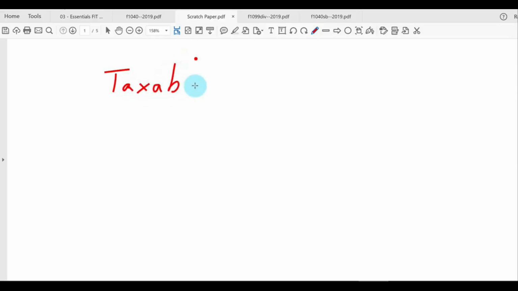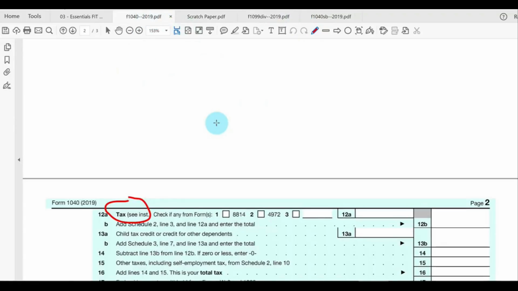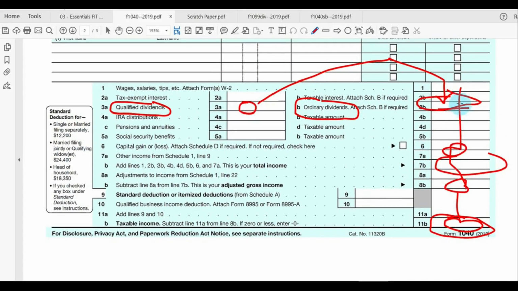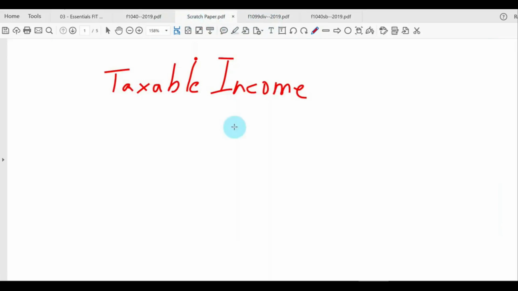Again, that's the number at the bottom of the front page. Let's do that just to remind ourselves again. So here's the 1040 form. So here's taxable income at the very bottom. And included in that taxable income is ordinary dividends, including the qualified dividends. Okay, so our starting point in this calculation for taxing dividends is to start off with taxable income.